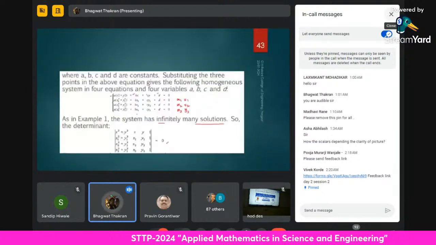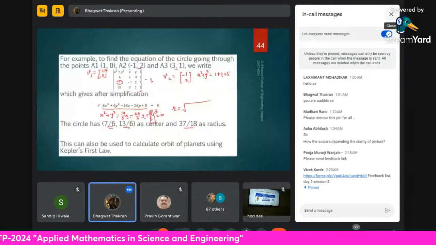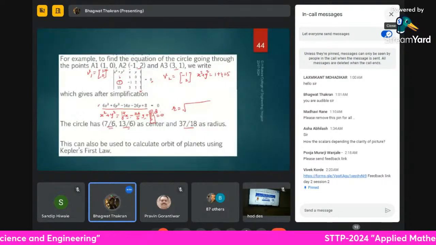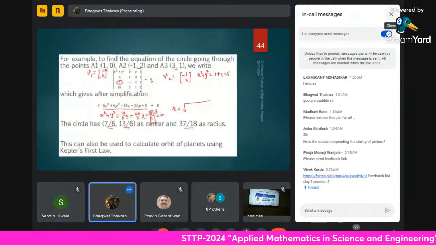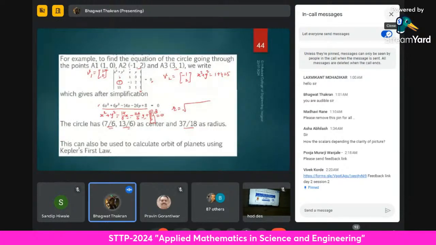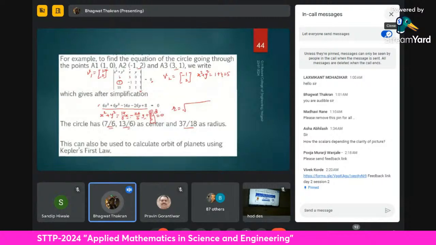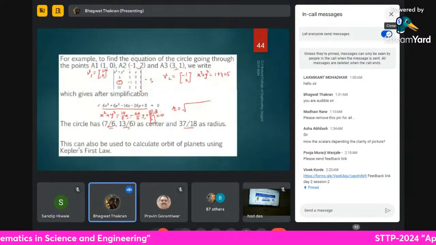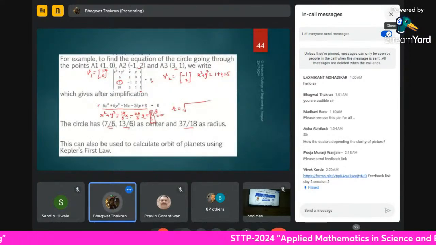So these are the geometrical interpretation, and this can also be used to calculate the orbit of planets using Kepler's first law. This is how we use it. So these are some of the basic examples, and there are many more examples based on the application of this part, linear algebra.